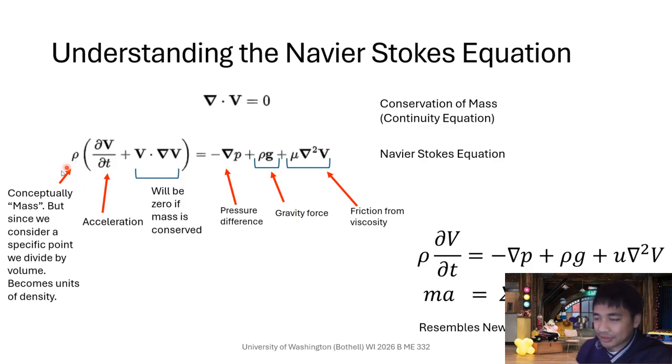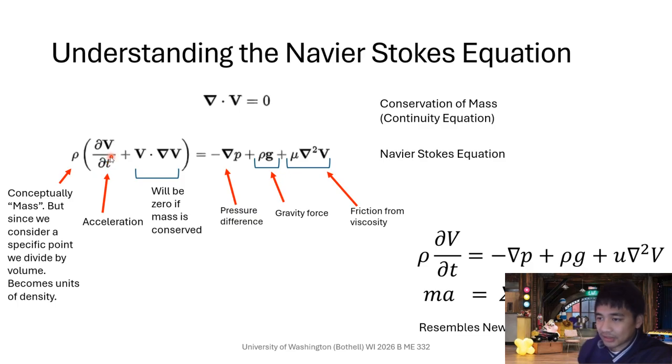So this rho here, we all know is just density. And conceptually, this is mass. Why am I mentioning mass? It's because we're going to get to Newton's second law in a second. But since we consider a specific point in the fluid, we divide by volume, right? And mass divided by volume is just units of density. So that's why we have density here, and that's kind of like our mass.